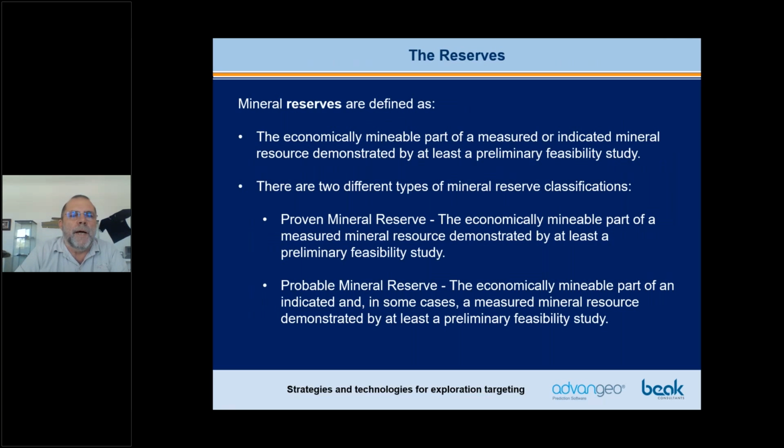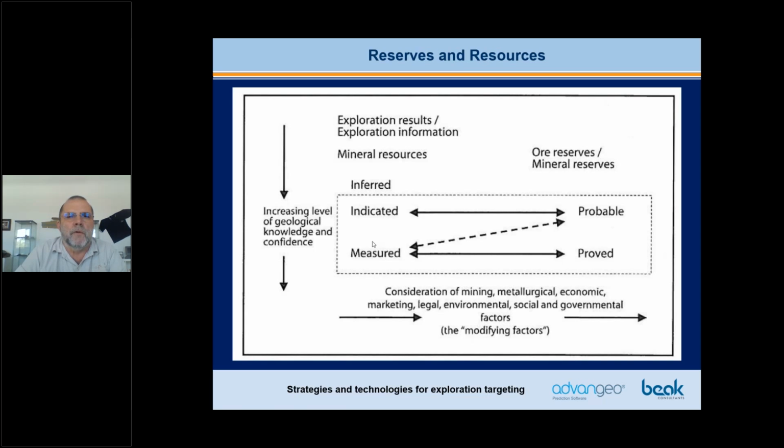So reserves, or higher class, are the economically mineable parts of measured or indicated mineral resources, demonstrated at least by a preliminary feasibility study. So we have proven reserves and we have probable reserves. So it's also higher class. And another chart indicating this: we have the resources, we have the reserves, and we come from indicated to probable to proven.